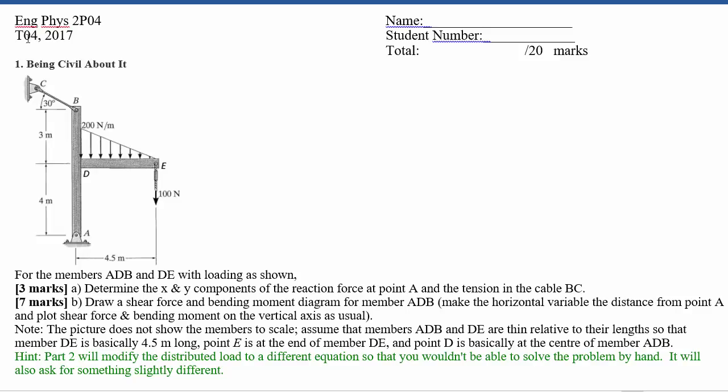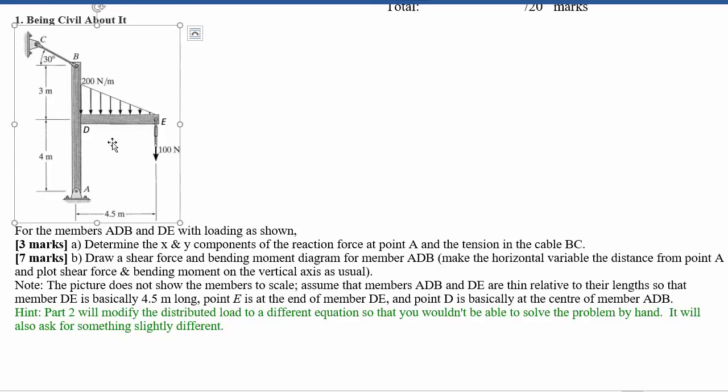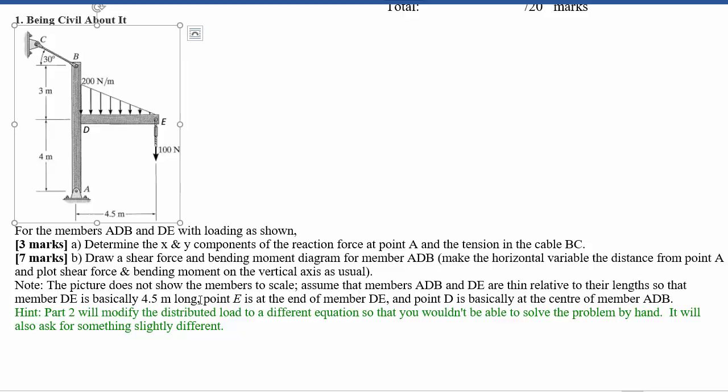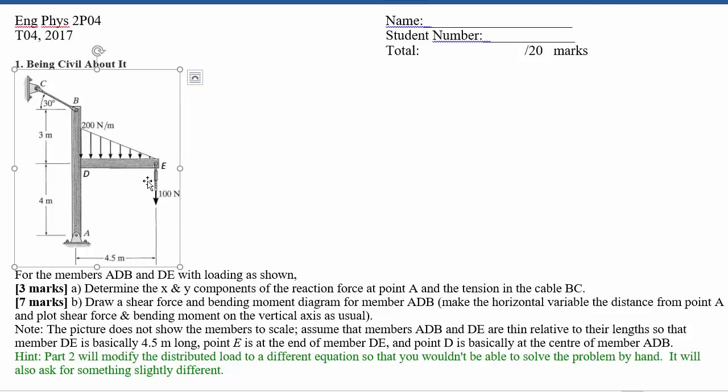For test number 5 in 2018, we're going to look at the second part of test number 4 from 2017 for this question. So this is going to be solving all of the information from this test. This occurred at the same time as test 5 this year. So what we're going to be doing is looking at figuring out how to deal with this kind of a distributed load, which is written like this.